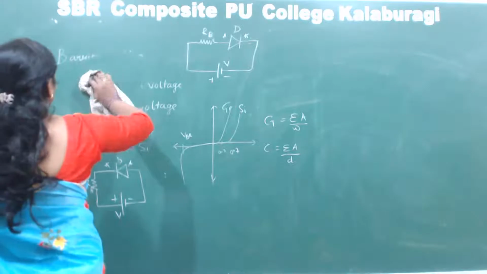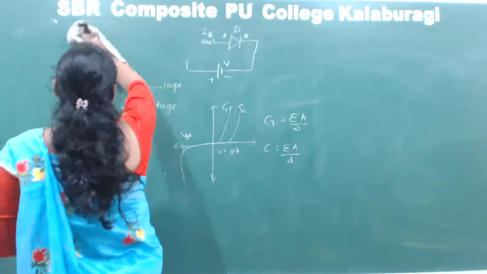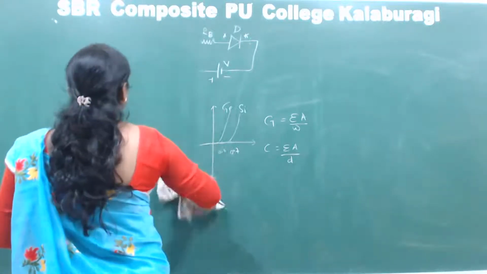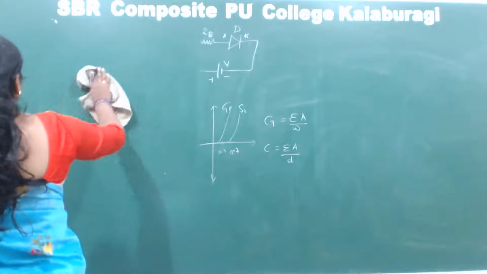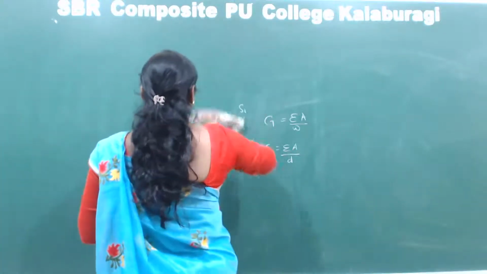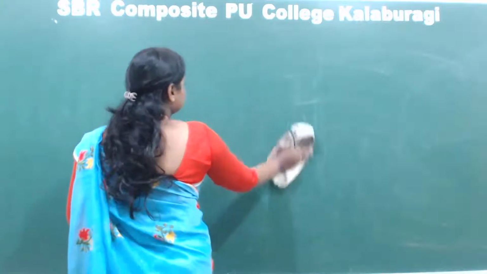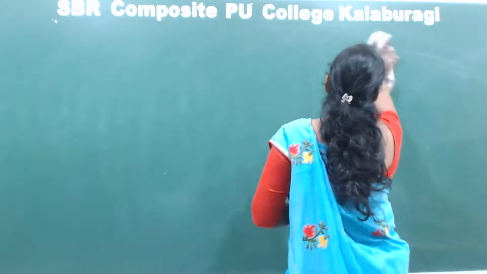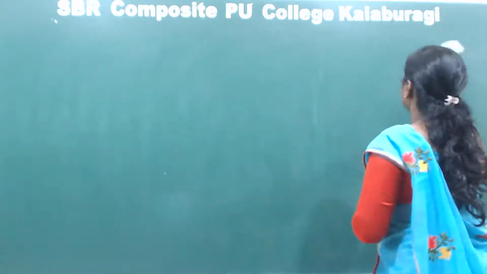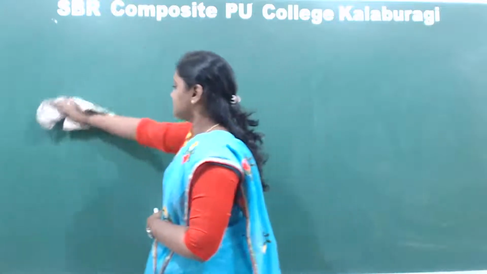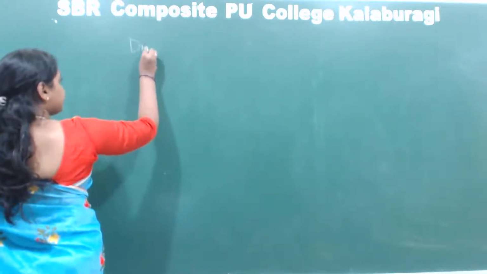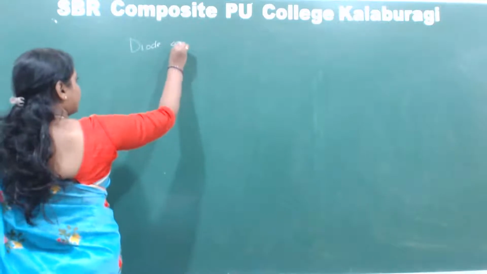We have studied forward bias, we have studied reverse bias. What we are left with is the diode approximation, which is very important, and we will see the specifications. Now the topic: diode approximation.